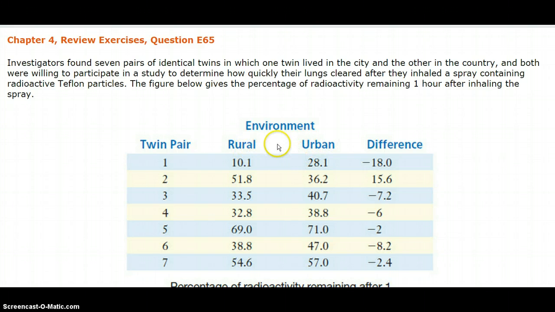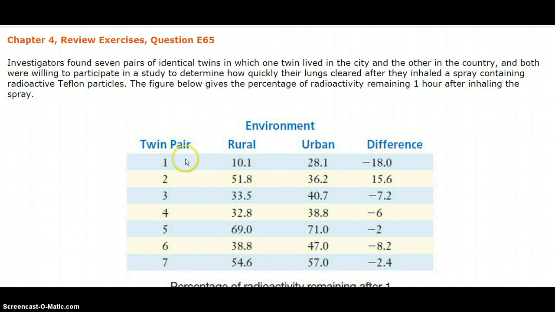So we go to each one of these twins, give them a spray of these radioactive Teflon particles, which I'm assuming they're saying does not affect much, or they wouldn't get it approved by the Institutional Research Board. But then they're looking at how much of that radioactivity actually stayed in the lungs after an hour. So in other words, how effectively did the lungs of each of the twins get rid of that radioactivity?